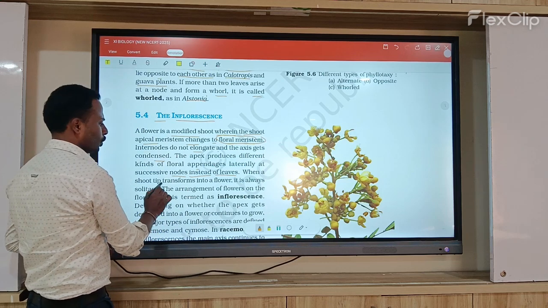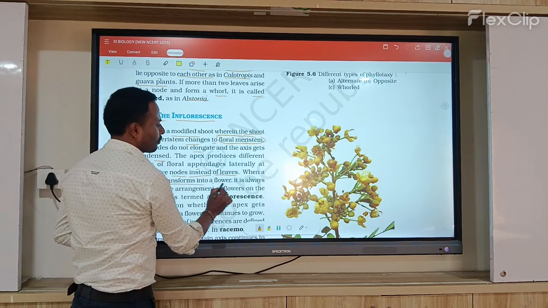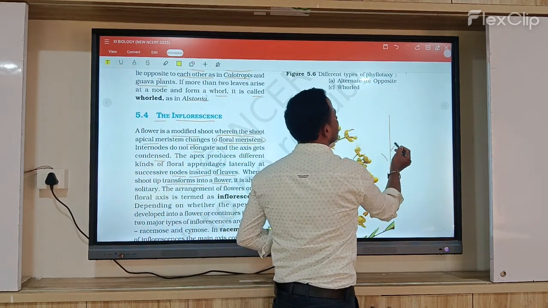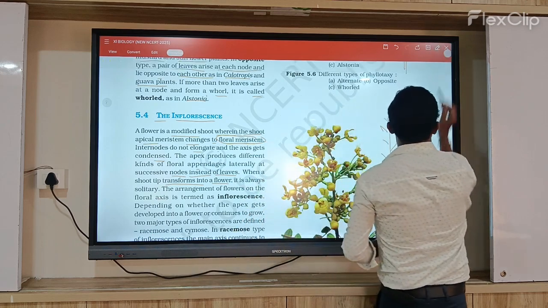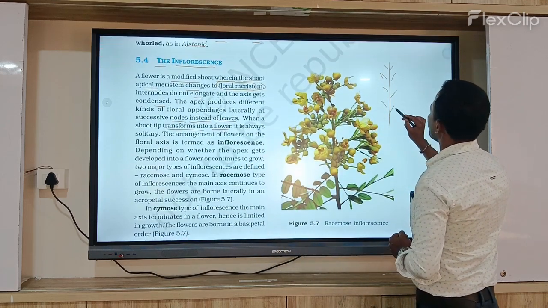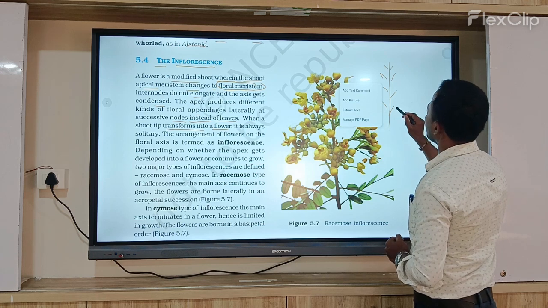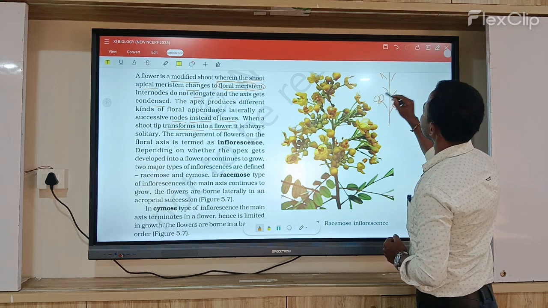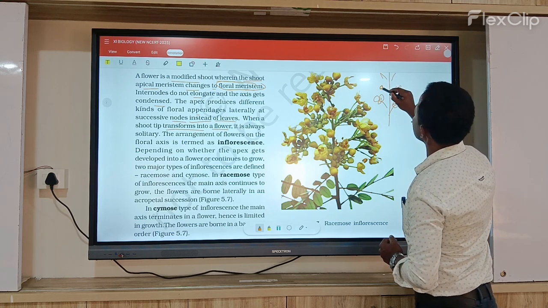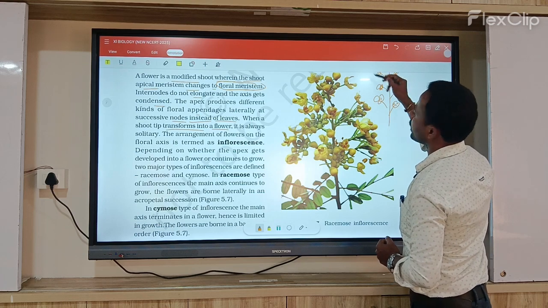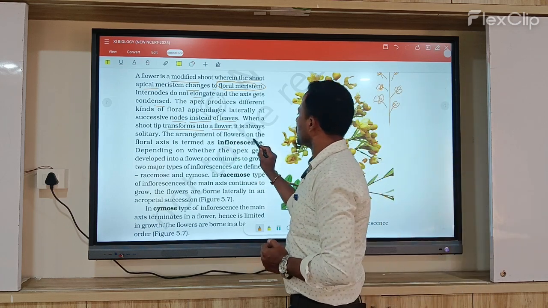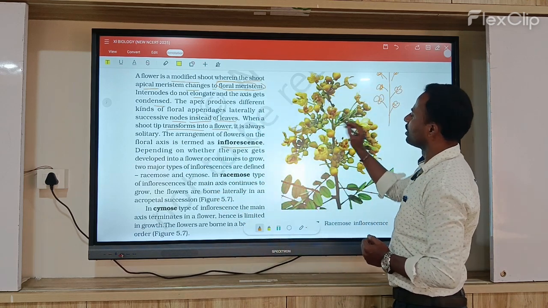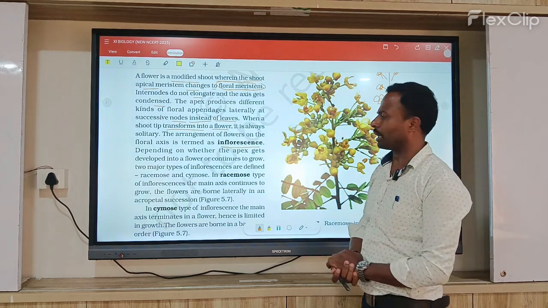Now, when the shoot tip is transformed into a flower, the whole shoot tip becomes a floral axis, and on that floral axis a number of flowers are formed. The arrangement of flowers on the floral axis is called the inflorescence. The flowers are arranged in different manners on the floral axis.